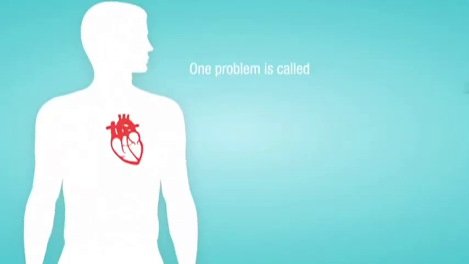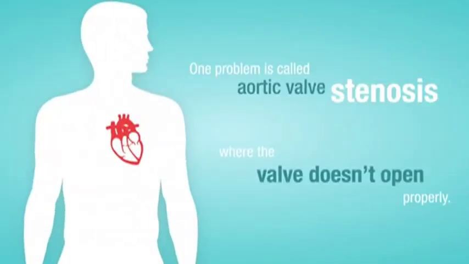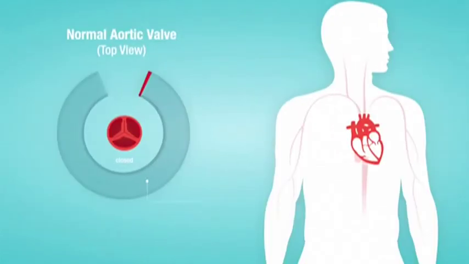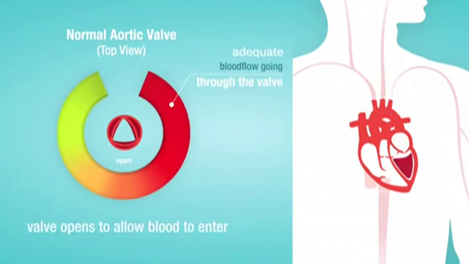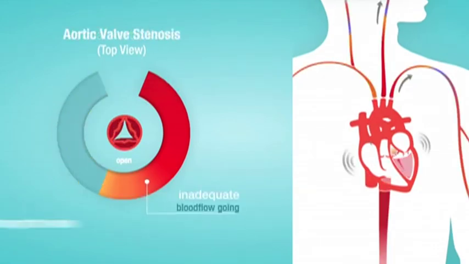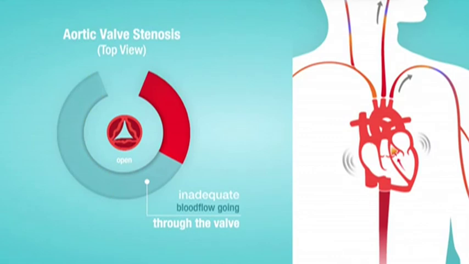Stenosis is the term for a valve that doesn't open properly. Here we see a cross-section of a normal heart from the side and a close-up view of the valve looking down from the top. When the valve is working properly, it opens fully to allow all the needed blood to flow through. In problems like aortic stenosis, the valve doesn't open all the way, so less blood flows through the valve, and the body has a reduced supply of oxygenated blood.